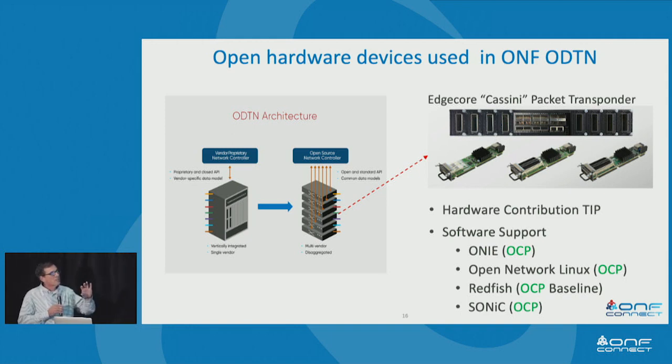So this shows all three communities starting to come together and work together. Not only is it very powerful when you have a community working together within itself, now we start to see all three communities, ONF, OCP, and TIP, coming together to provide complete solutions for products that go out into the marketplace. Okay.